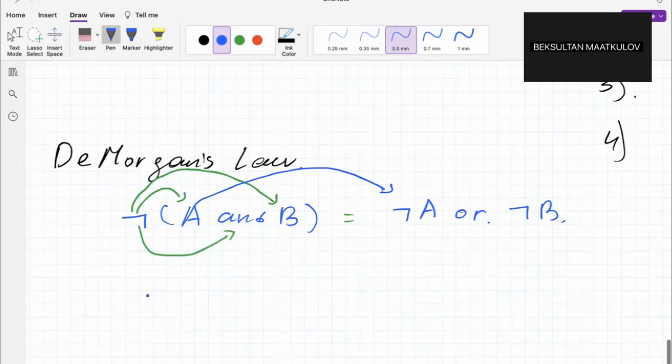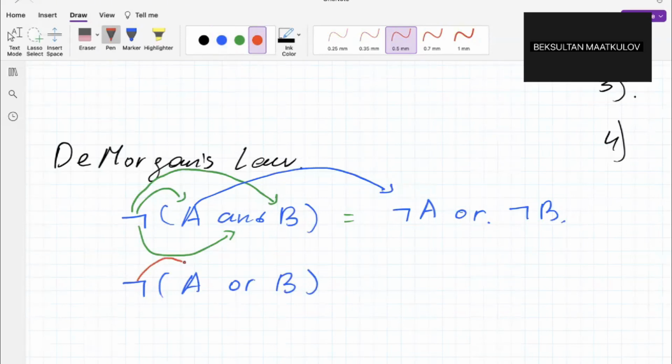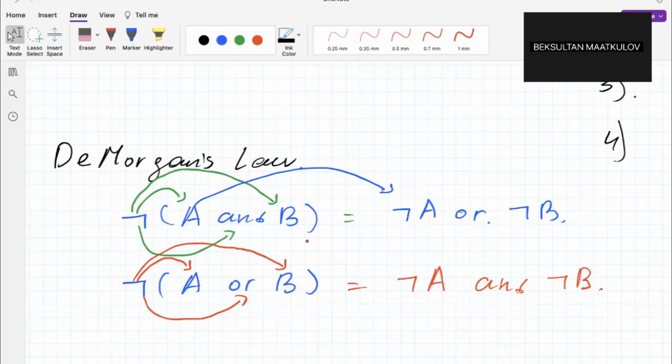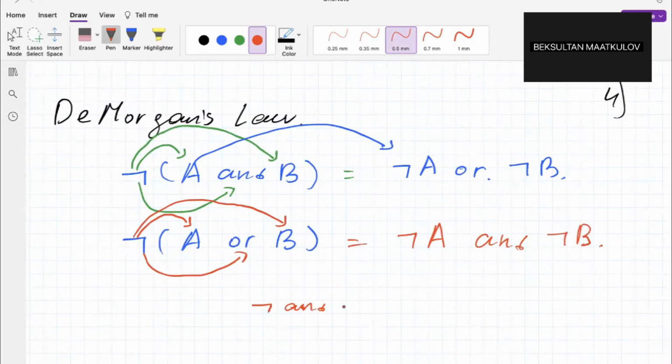And we can try to build it in another way. You can write, let's say, not (A or B). Again, you have to imagine this not sign as a multiplication, and you need to distribute this multiplication into the brackets. So how do you do it? You distribute it to the A, to the B, and also to the or. And what you'll have here is not A and not B. So just try to imagine that not and equals or, and not or equals and.